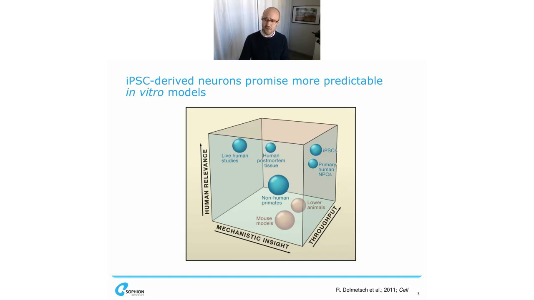So some 15 years ago, the iPSC-derived cell technology has entered the stage, and they really hold the promise to occupy that upper right corner here, where you could get that mechanistic insight. You can perform these high throughput screens and really test a lot of compounds on them and at different conditions. And at the same time, they hold the promise to provide a very high relevance in humans.